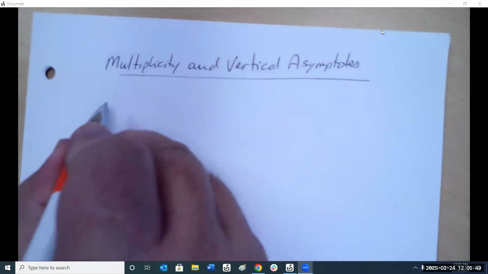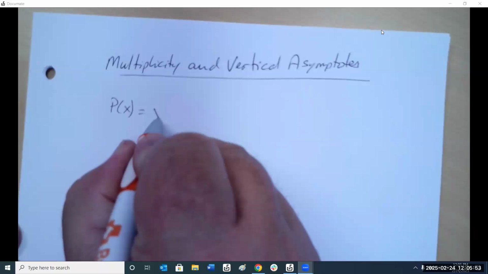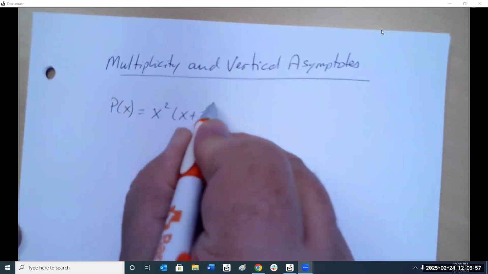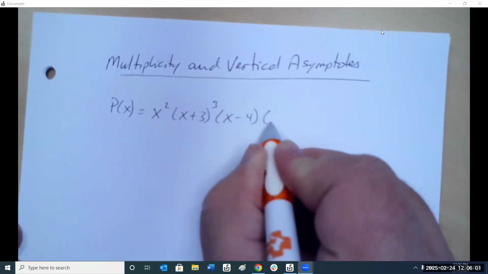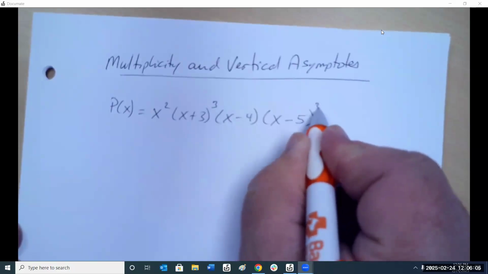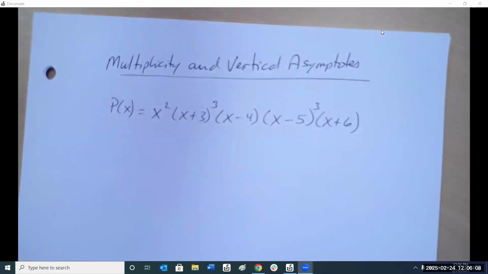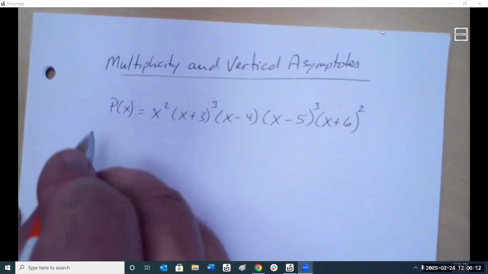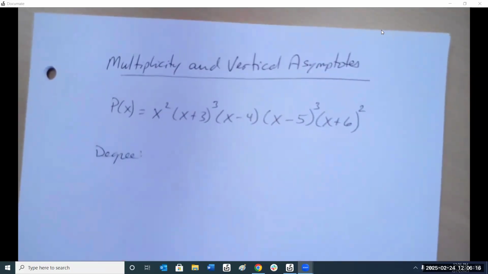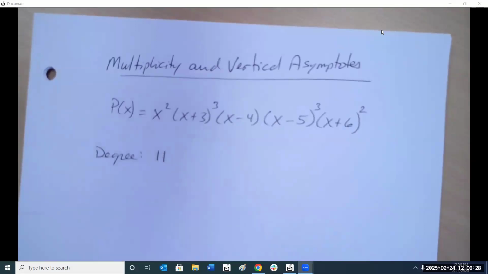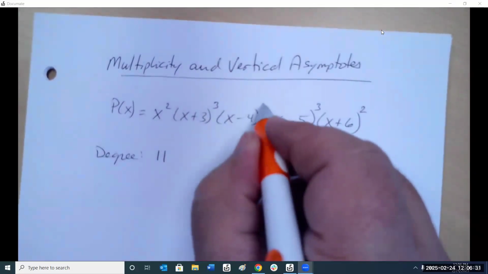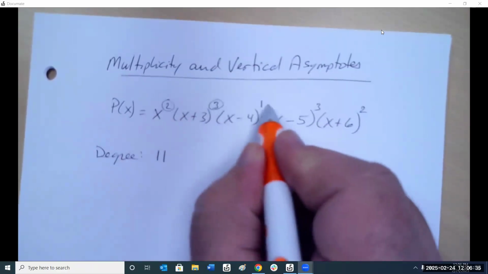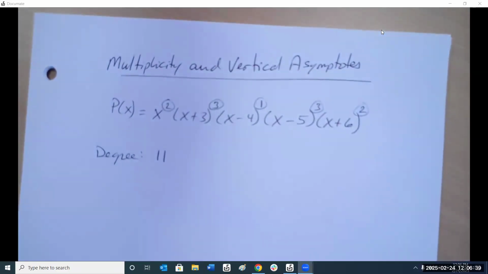Multiplicity started off in polynomials. If we had a polynomial and we factored it out, what's the degree of this polynomial? It's 11. Why? You're adding up all of these exponents. These are the multiplicities, how many times the 0 repeats itself. So if we add up all those.